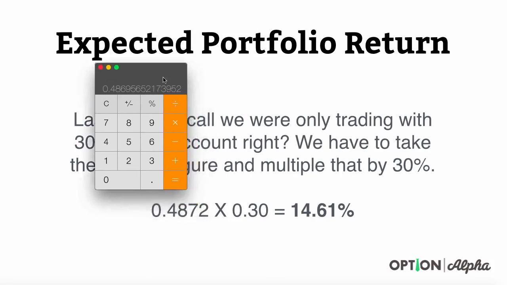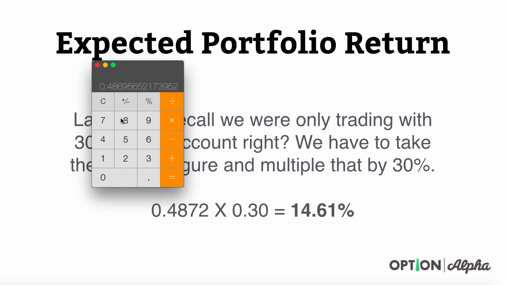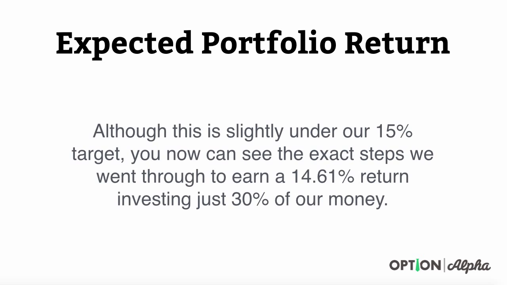And again, we'll do the final calculation right here with you guys. We take that 0.4869 that we have, times that by 0.3, which is 30%, and that gets us 14.608, and we just rounded it to 14.61, okay? So although this is slightly under our 15% target, you now can see the exact steps we went through to earn 14.61, and we can maybe invest 1% more money, but again, we don't know how much we're going to make every single trade.